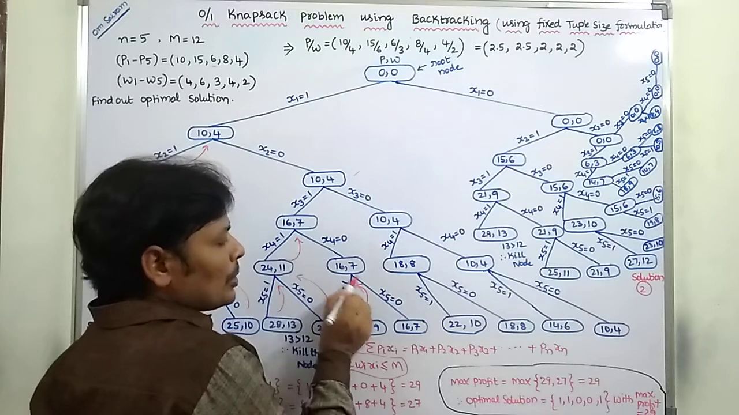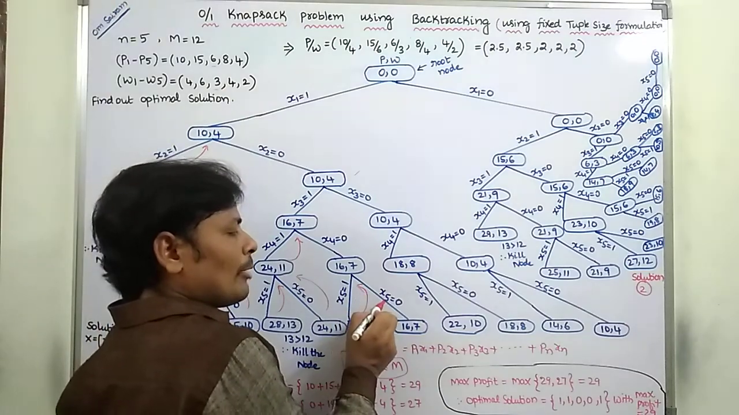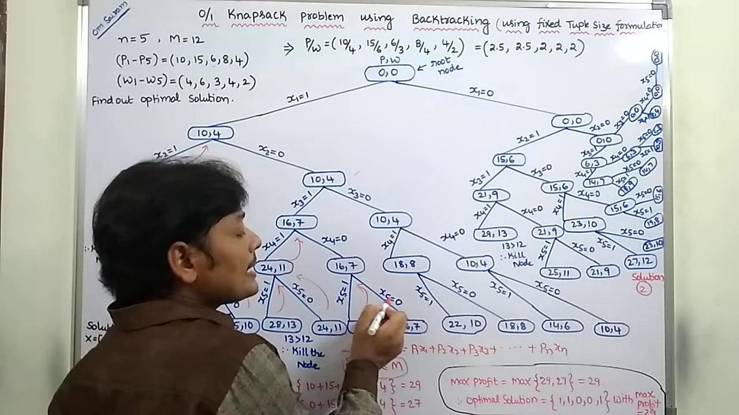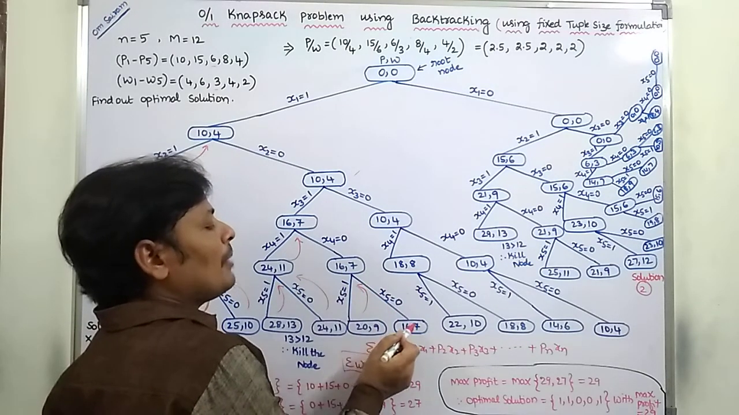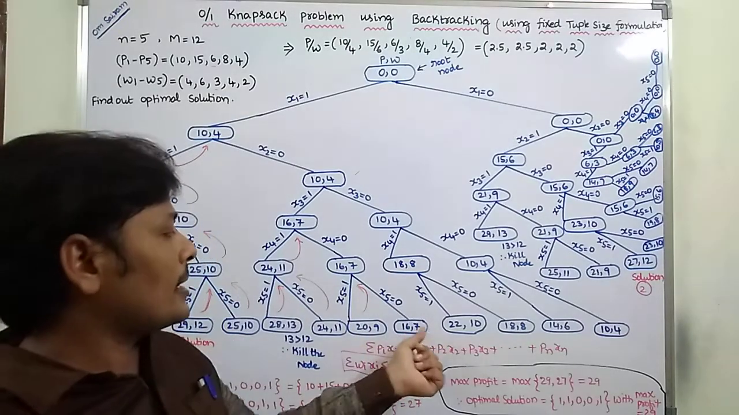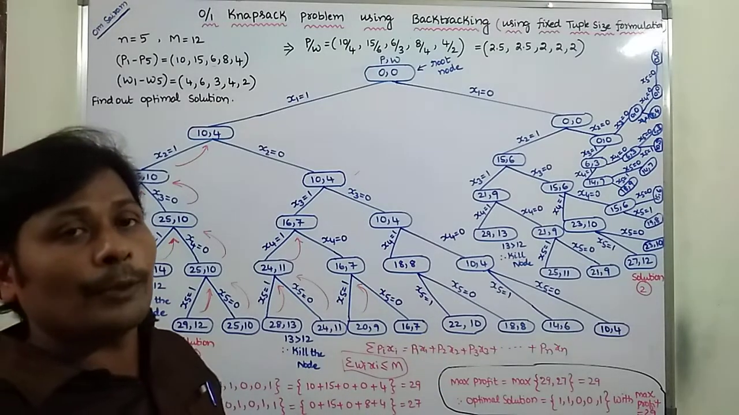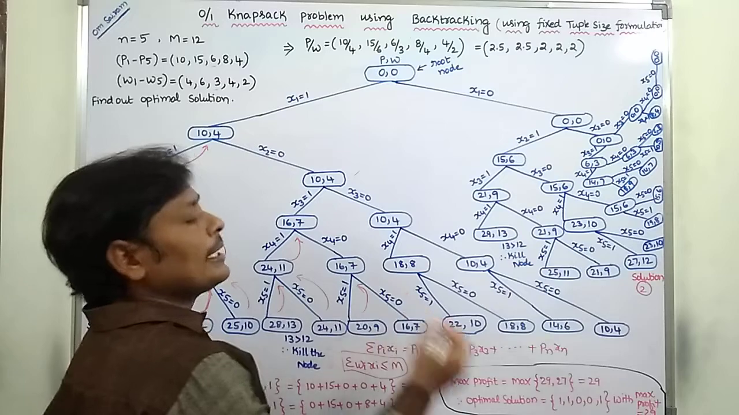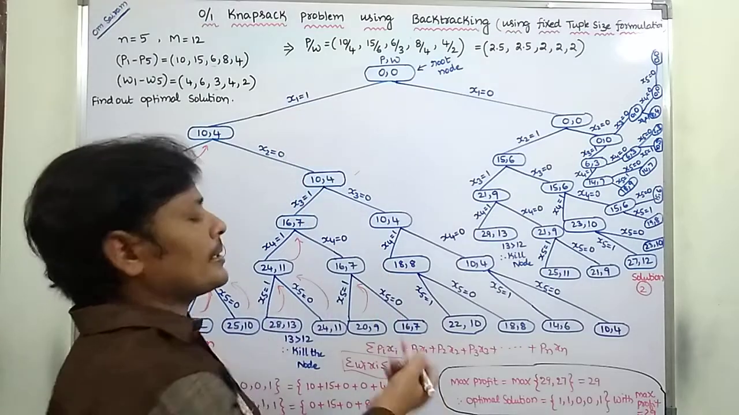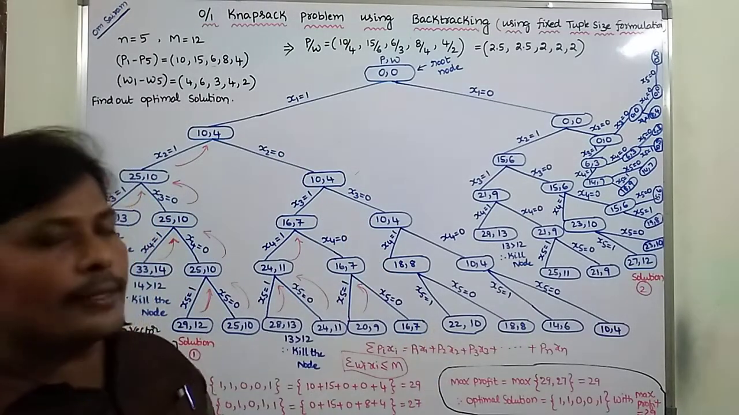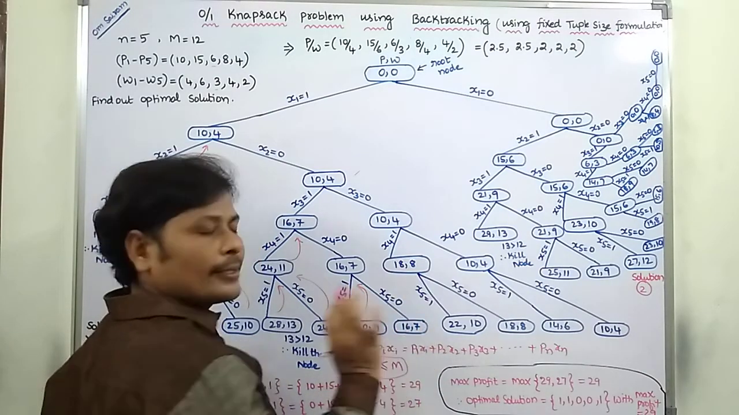Another possibility is that x suffix 5 is equal to 0, which means we are not considering the fifth object. Whenever we are not considering the fifth object, the same p comma w values are there, that is 16 comma 7. The sum of the weights is 7, less than or equal to 12. Some remaining capacity is there, but there are no more objects to consider, already 5 objects are completed. So it is not a solution, but this node is not killed.